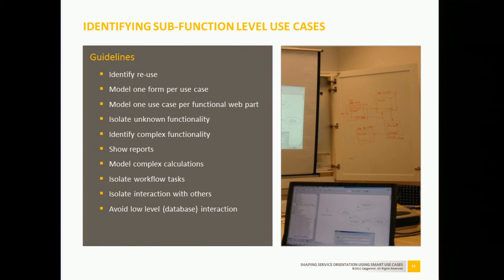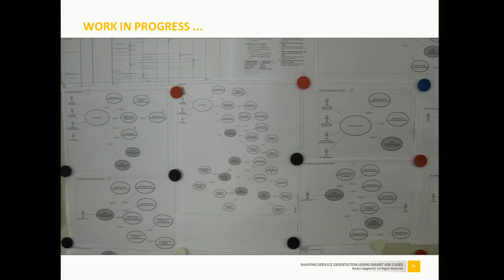Well, that's probably not something you have here, maybe what you do, but I didn't know how to calculate that, but I knew it was a complex calculation. So I pulled it out into a separate use case. So there's a whole bunch of these reasons for pulling out use cases at sub-function level. And if you do that, you end up with diagrams like these.